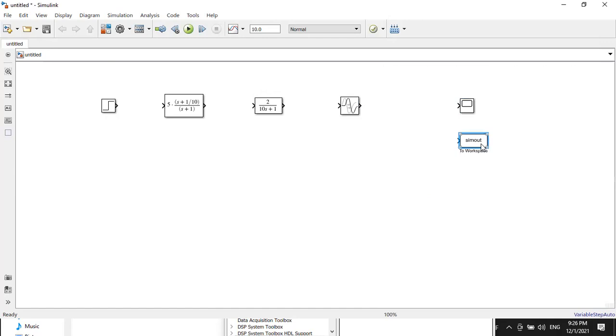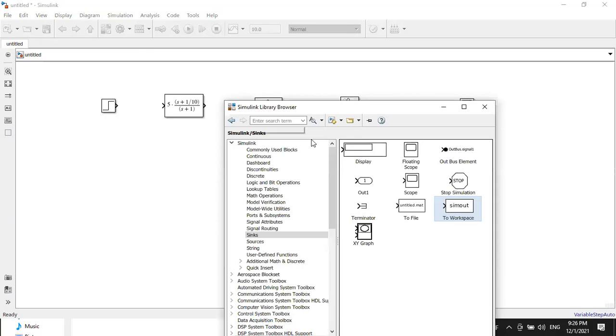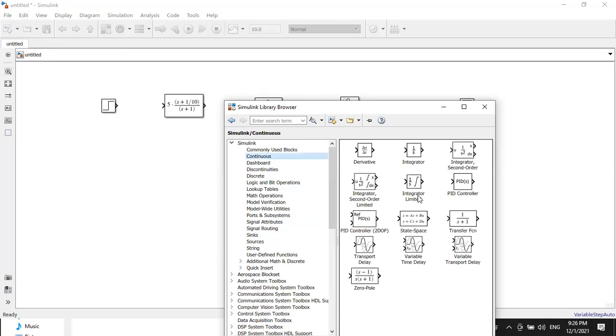Yeah, so now we can build the system without the approximation using this. With the approximation you can build this. So we have to use the 1 over s plus 1 transfer function here. We can get it from here. Get the transfer function here. It's a continuous one. Transfer function.